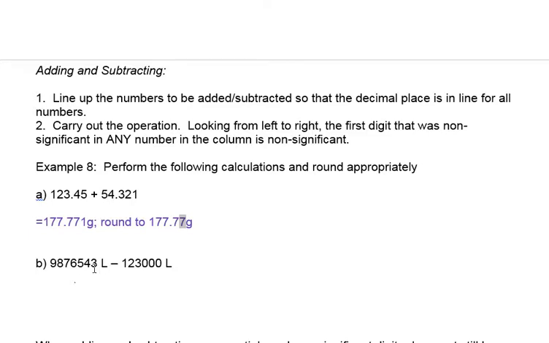Next one, same idea. This one's precise to the nearest ones. This one's only precise to the nearest thousand. So when we line these up, we're going to round that as precise to the nearest thousand. When we're adding and subtracting, we do have to have the same units. I forgot units in my original question here. Those would have been grams to end up with grams. So we can only add or subtract if our units are the same.